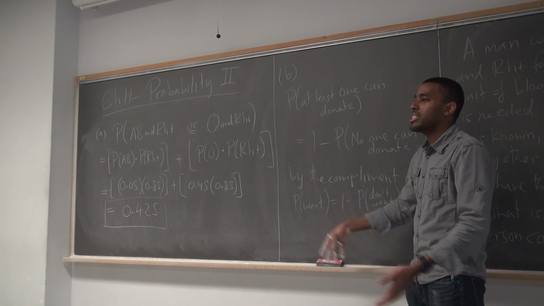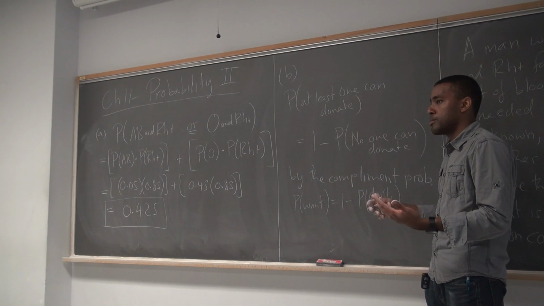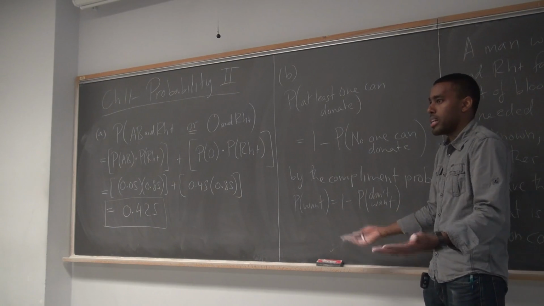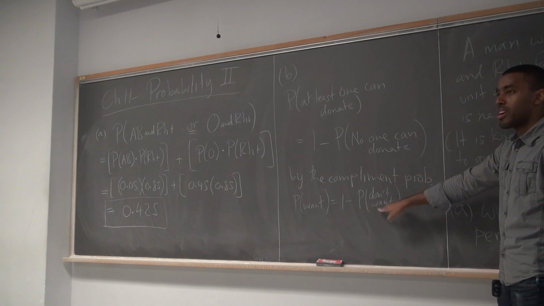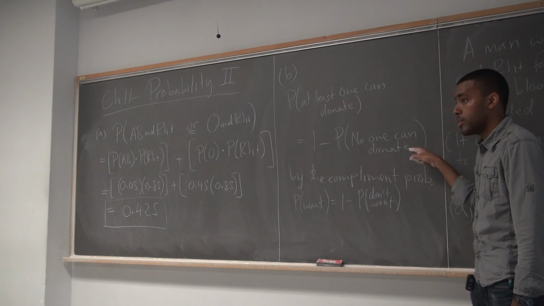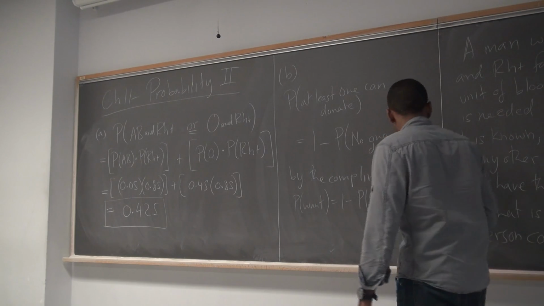So then you figure out, what is the opposite? What is the opposite, that he doesn't get the blood he needs? It just means all 10 could not donate, right? There's only one way for that to happen. So it's easier to figure out what I don't want here. And so I'm going to use the complement probability. Right? 1 minus the probability that no one can donate, which means all 10 cannot donate.